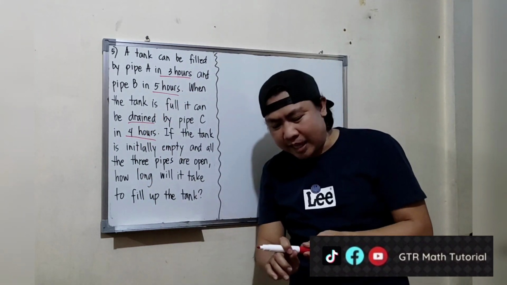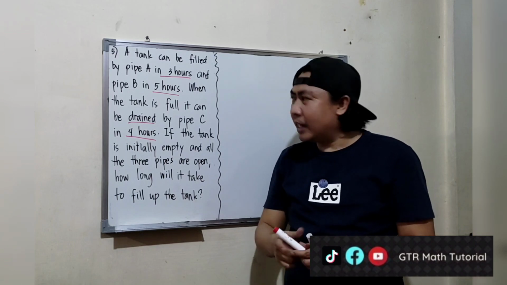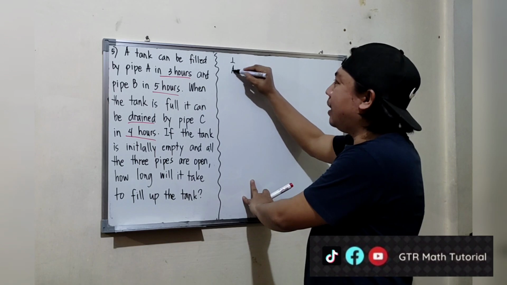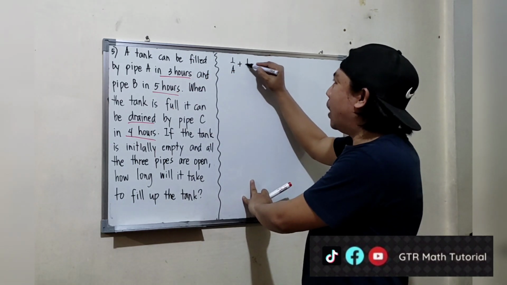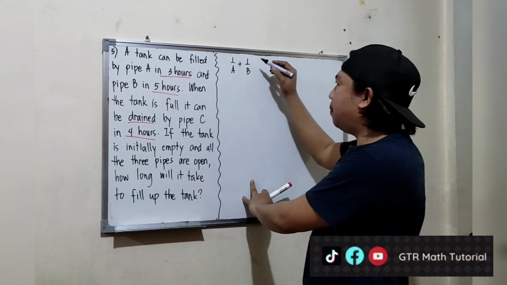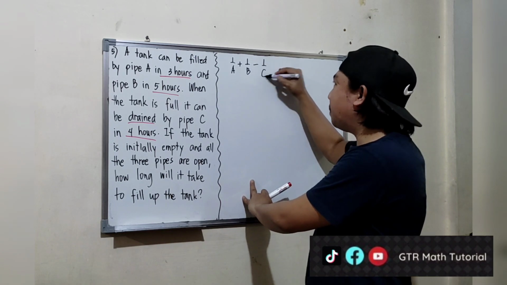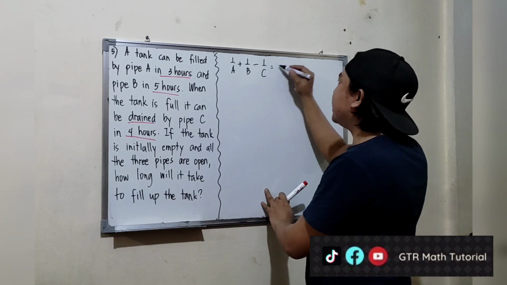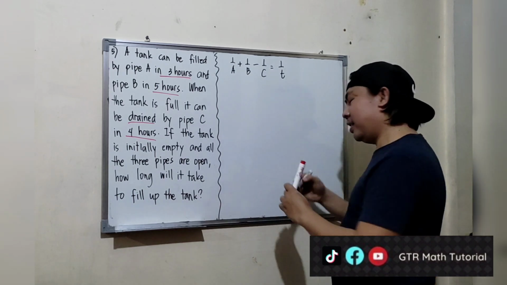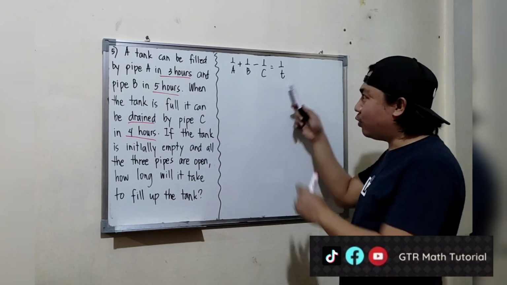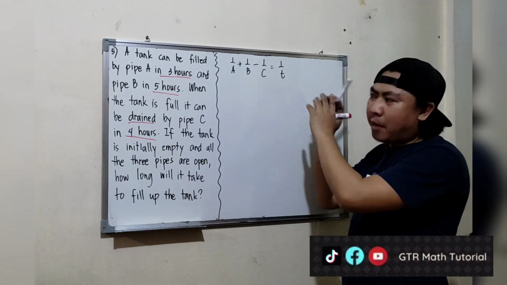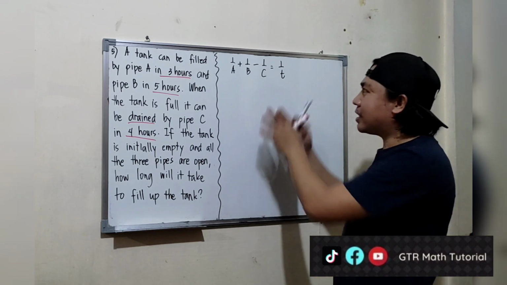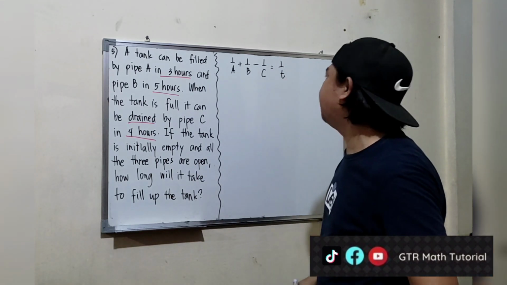Kaya ima-minus natin. Ang magiging formula natin para dito ay 1 over A, yung pipe A, plus 1 over B, yung pipe B, ima-minus natin si pipe C, dahil pang drain si pipe C. Equals 1 over T together. Ang formula natin na gagamitin ay yung ganito para pare-parehas may 1, kasi sabay-sabay naman silang bukas. Magkakaparehas ng oras kaya mas magandang gamitin itong formula na to.